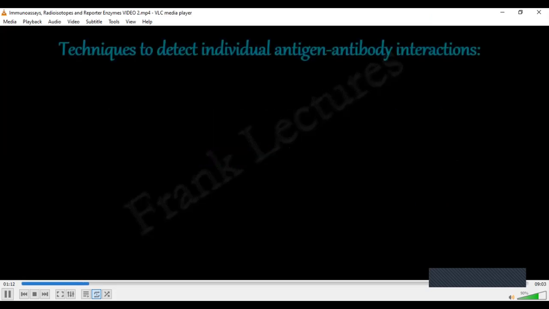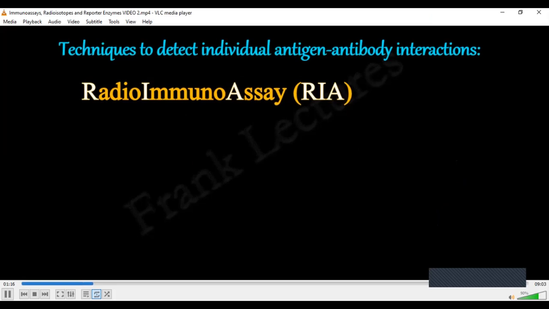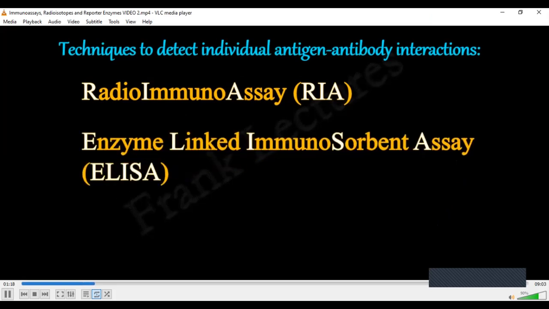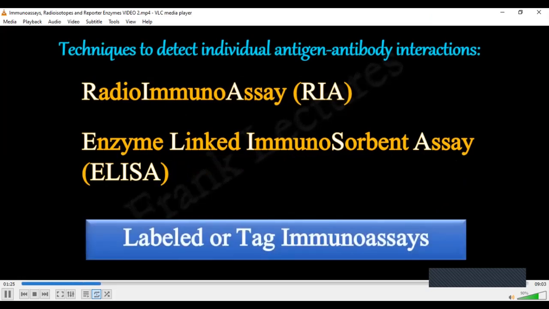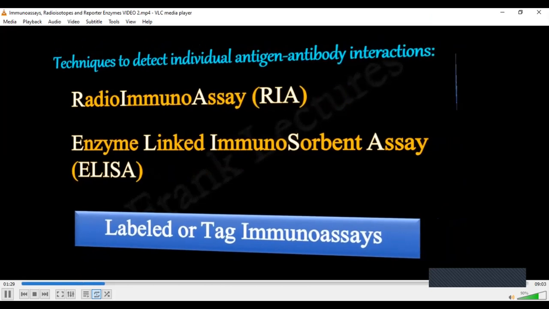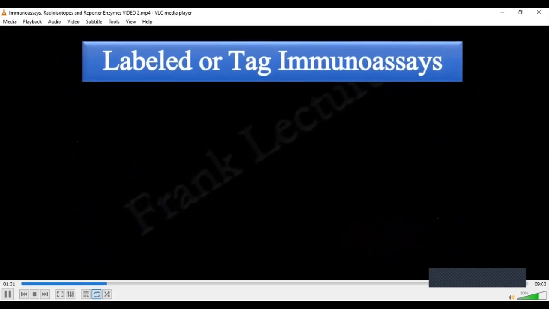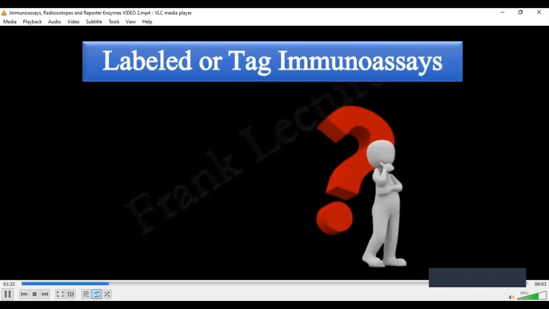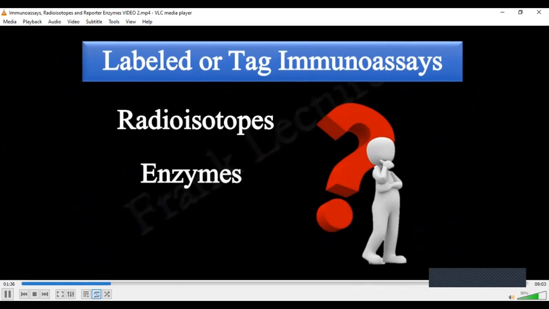Two most popular techniques are radioimmunoassay and enzyme-linked immunosorbent assay. RIA and ELISA are labeled, or tag, immunoassays. Today we will understand what we mean by labeled or tag immunoassay, and what role radioisotopes and enzymes have in these assays. Let's begin.